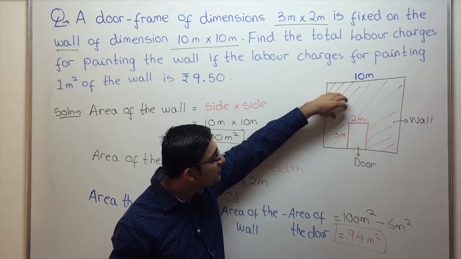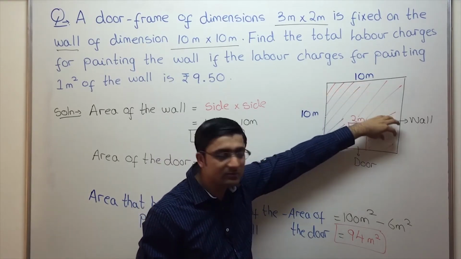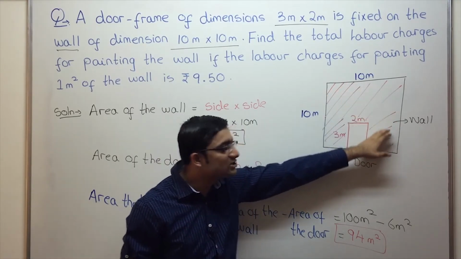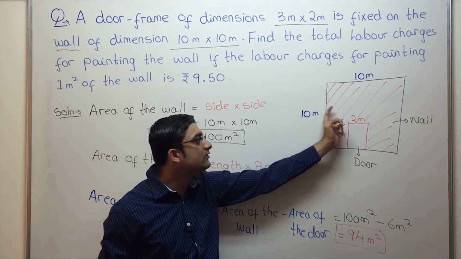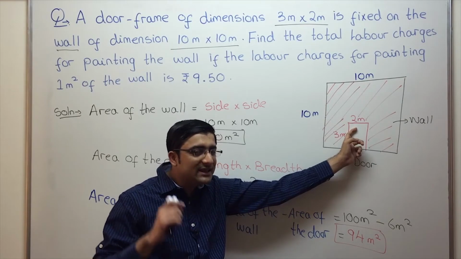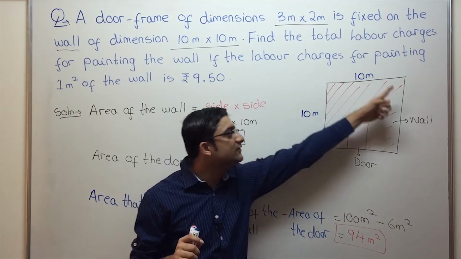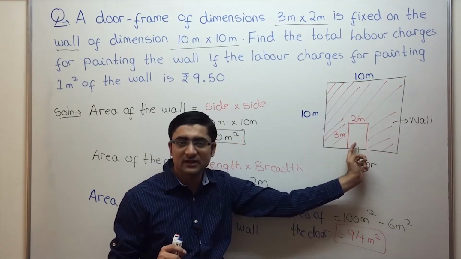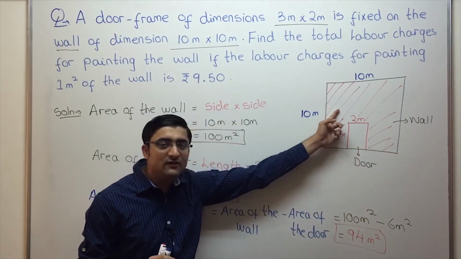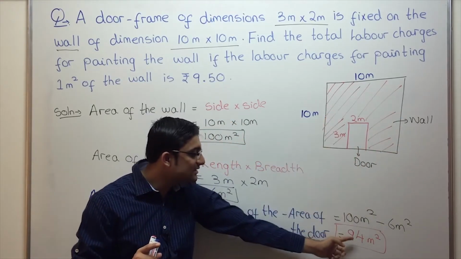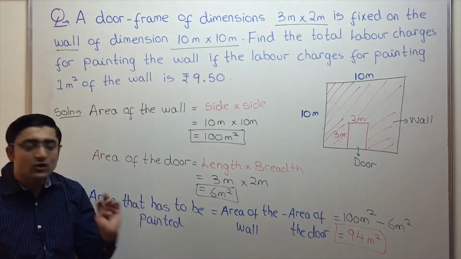So what is the shaded region? It represents the area that has to be painted. The shaded region is the area between two figures, the outer figure and the inner figure. So how do we find the area between two figures? Area of the outer figure minus area of the inner figure. So area of the wall minus area of the door. So the shaded region, that is the area that has to be painted, is 94 square meters. I hope so much is clear.